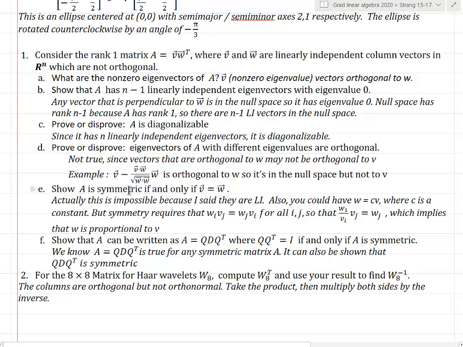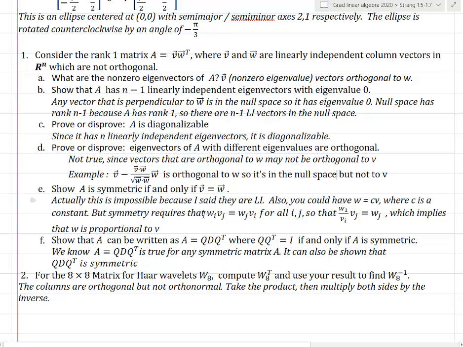Okay. Show that A is symmetric if and only if V equals W. Now, in fact, this is impossible because I said V and W are linearly independent. But suppose we have this setup here, and we have A is symmetric. Suppose A equals V W transpose, and A is symmetric.